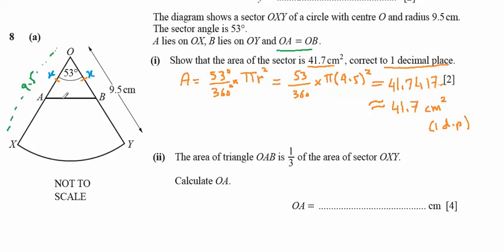So we'll see what the area of this triangle OAB is. The area of triangle OAB will be equal to half ab sine C. That formula we'll use here. So it will be half times X times X, into sine of 53 degrees.